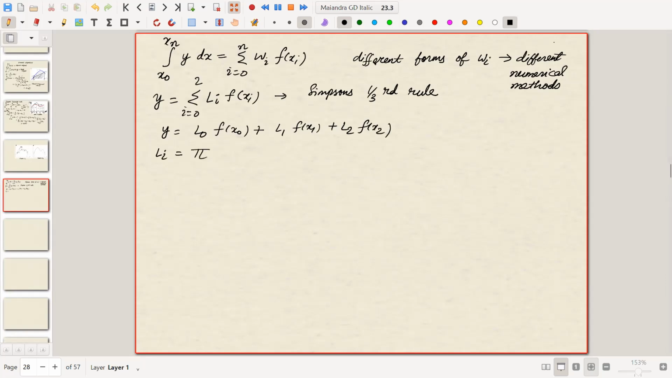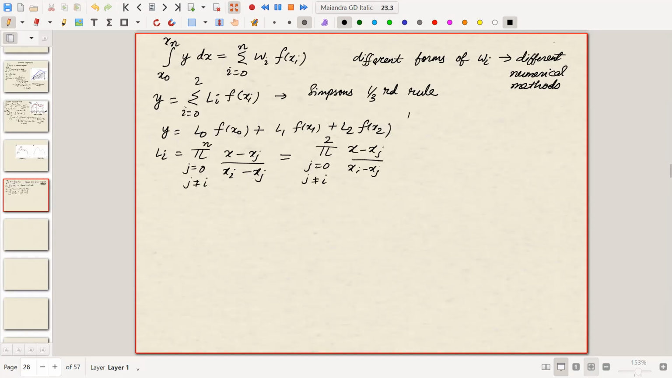Li, you remember we discussed in the interpolation problem. There we defined this Li. What will it be? The product over j equals 0 to n, with j not equal to i, of (x minus xj) by (xi minus xj). We know this formula already. But in our case, it will be just j equals 0 to 2, j not equal to i. We have 3 points, so up to that only we will take.